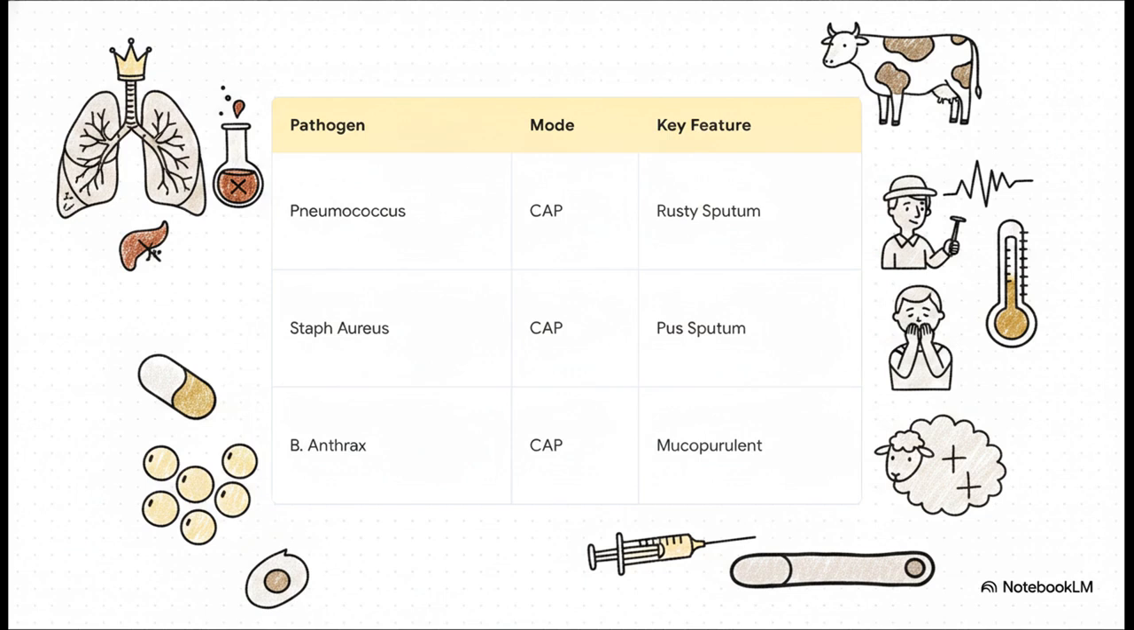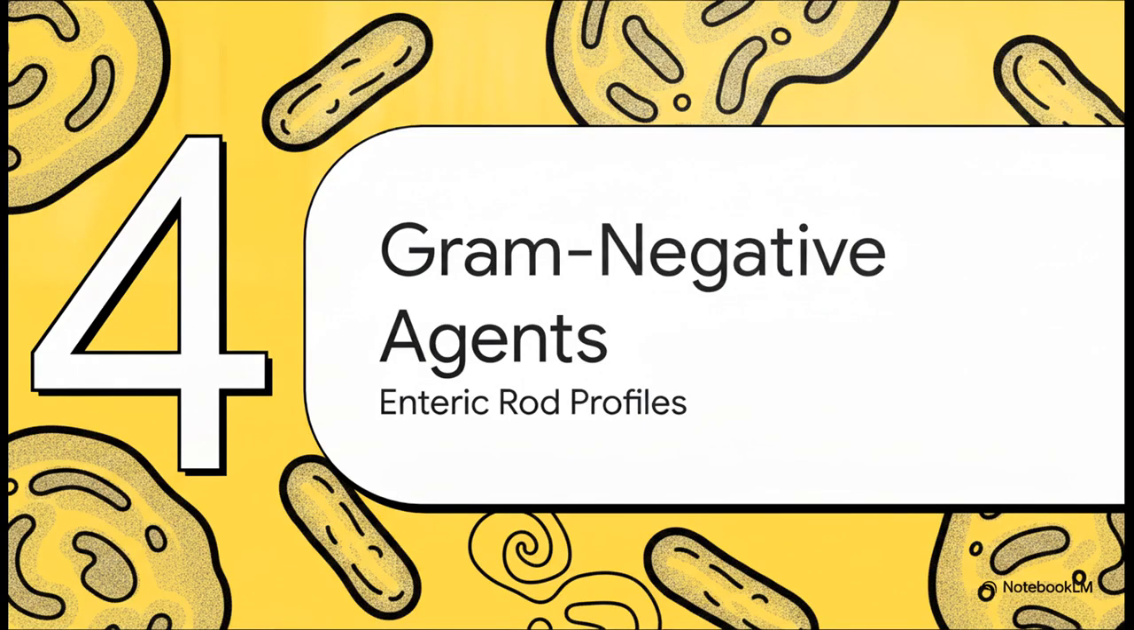Another major offender is Staphylococcus aureus, which absolutely loves to strike post-influenza patients and IV drug abusers. Its unique signatures are a pus-filled sputum and a swinging, spiking fever with really intense chills. And rounding out this gram-positive group is Bacillus anthracis, a spore-forming rod. This is a major occupational hazard for cattle handlers and slaughterhouse workers, leading to what is historically known as wool sorter's disease. Moving right along to Section 4, pathogen profiles for the gram-negative agents.